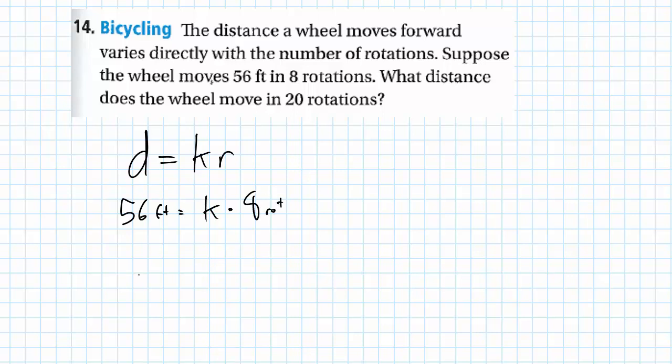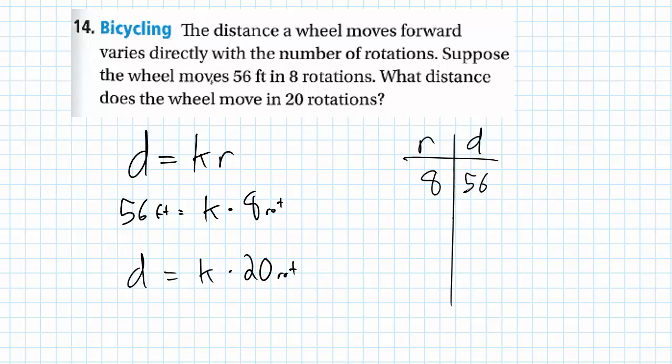So 56 feet, it goes 56 feet in 8 rotations. So that means that the distance is equal to some value k times the amount of rotations. I can also build a table, which I'll show you how to use later. But here I'm going to use a direct variation formula.